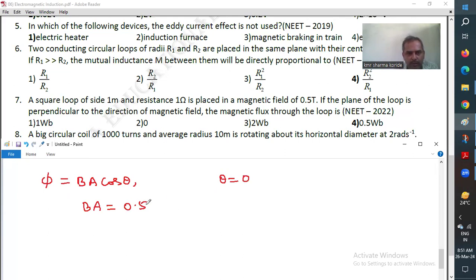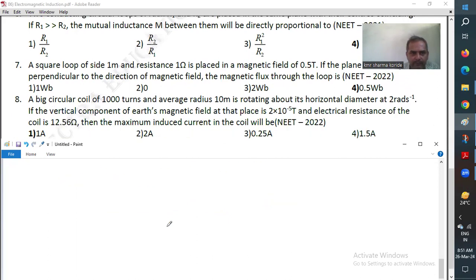Area of the square loop. Remember, area is L square. It is going to be 0.5. L is 1, L square will remain 1, so the flux is 0.5 Weber. So the unit of flux is Weber. Moving to the next question.